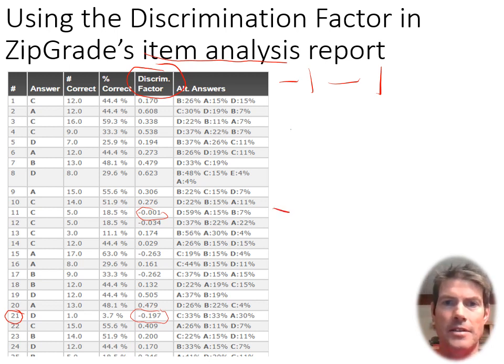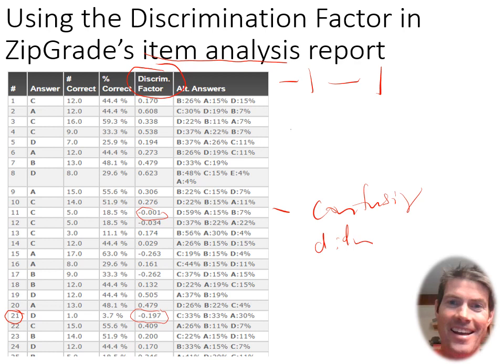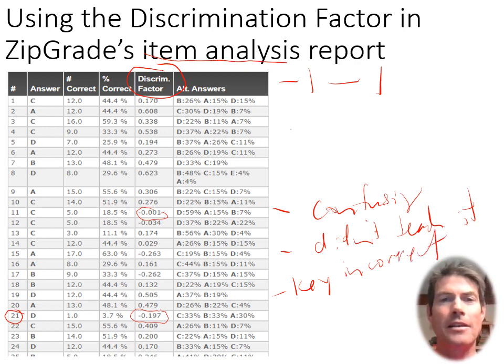Okay, so it's negative. It's either confusing or you didn't teach it. And that happens. And sorry about the handwriting. Or if it's really high, the key is incorrect. So ideally, you want to keep it 0.2 or higher. So this is good. This is really good.